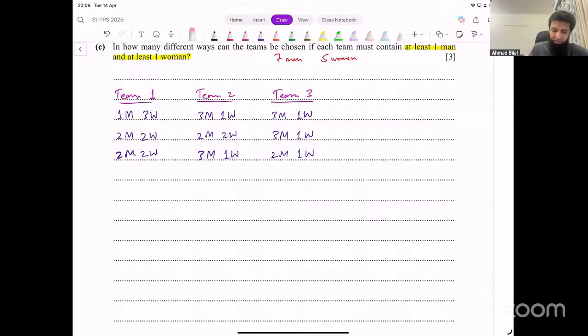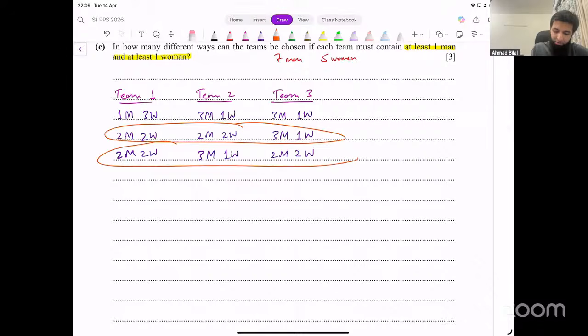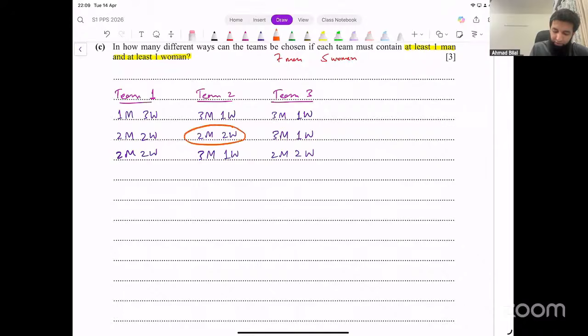Let's actually check this again. Is this possible? No, that's not possible. The last has to be two, right? Two men, two women; two men, two women; three men, one woman. And it turns out it's actually the same case as before, just the teams are different. So one team has two men and two women, another team has two men and two women, and another team has three men and one woman. So these are the same arrangement. We can actually do them with arrangements.